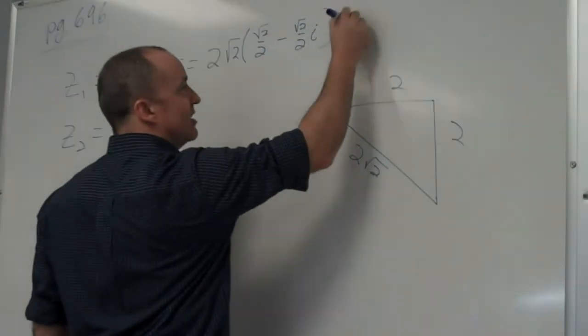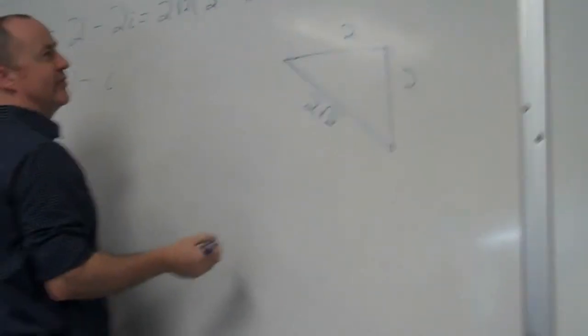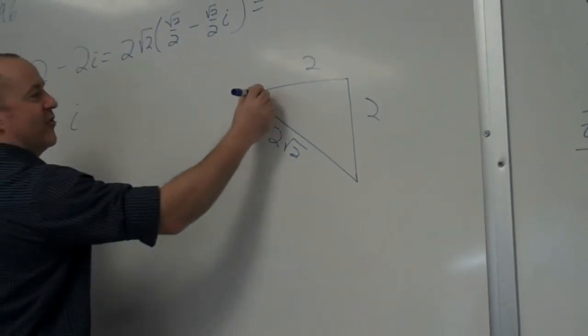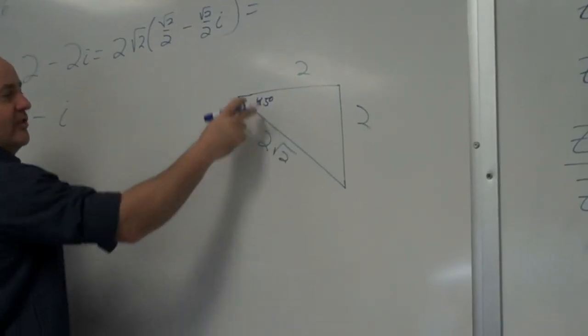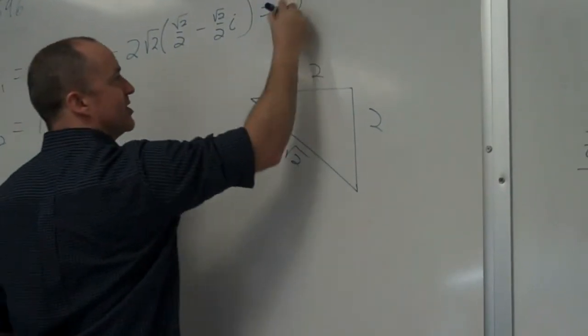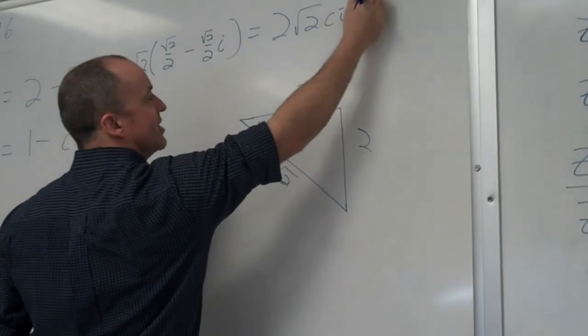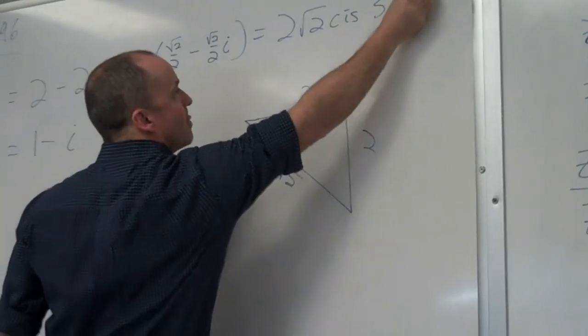So what quadrant is this in? 4. It's 45, 315. Very good, 45-degree reference angle in quadrant 4, so this is 2 root 2 cis 315.